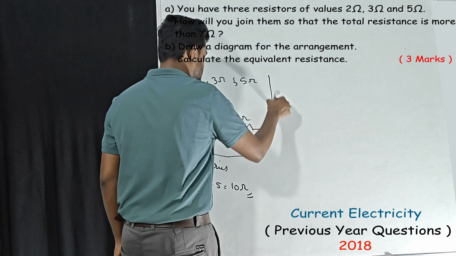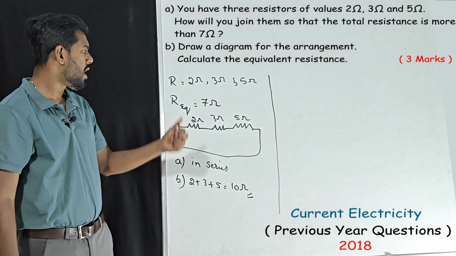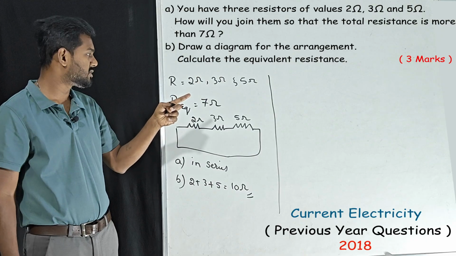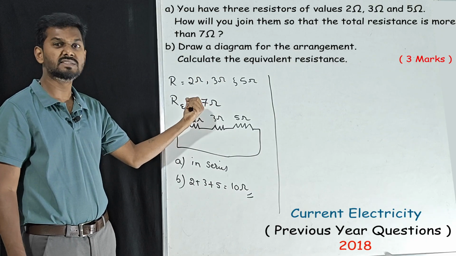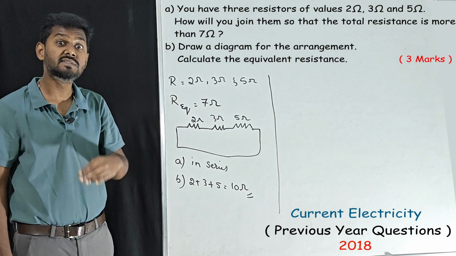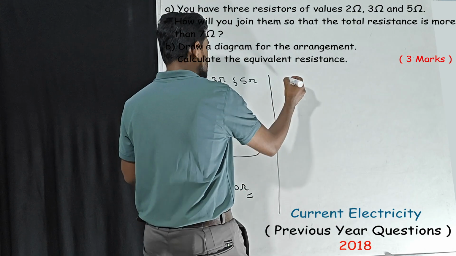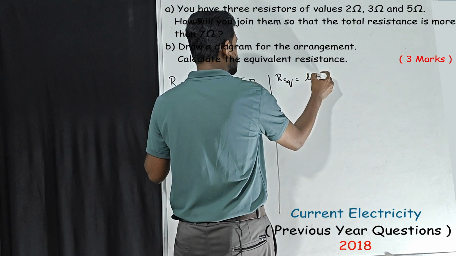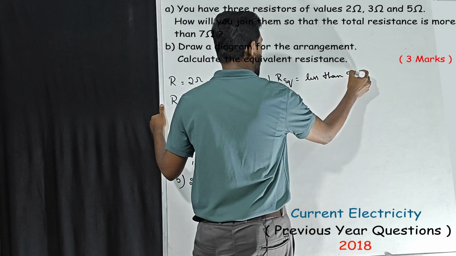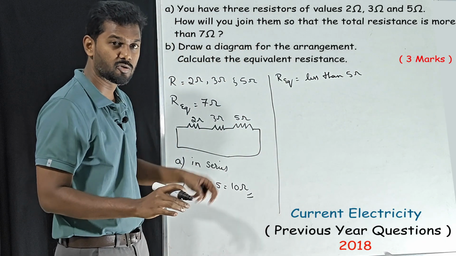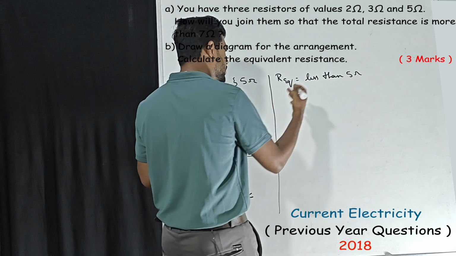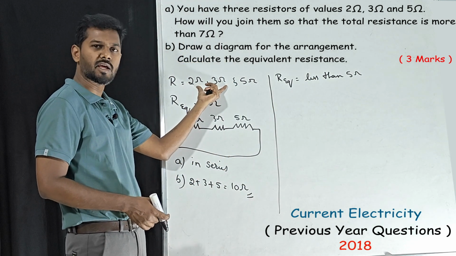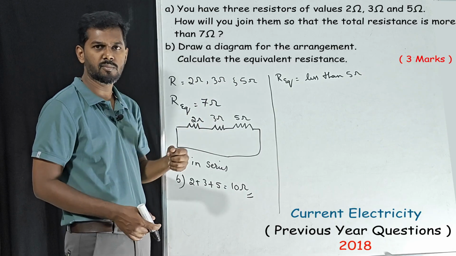Now if they ask you how the same resistors can be connected so that the final value is less than 5 ohms, so we need equivalent resistance less than 5 ohm. That means it should not even be 5, it should be less than 5. See, you can go for the trial and error method. These two we can connect in series and this one in parallel.